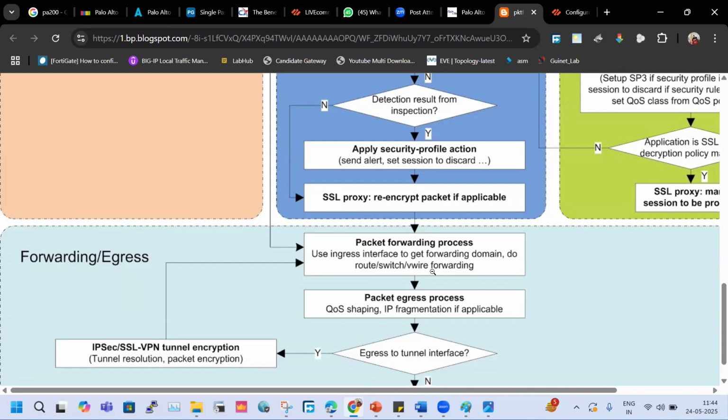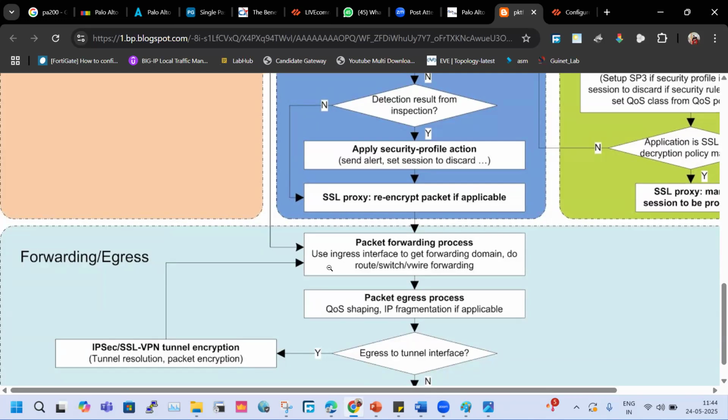Now, in the packet forwarding process, the egress interface will be identified by the firewall, and a routing lookup will be performed by the firewall, right? And it will check in which mode we have deployed the firewall, that is route mode, switch mode, and vwire mode. Means it will try to find the forwarding method for the egress stage. And once this stage is done, it will go for the packet egress process, right?